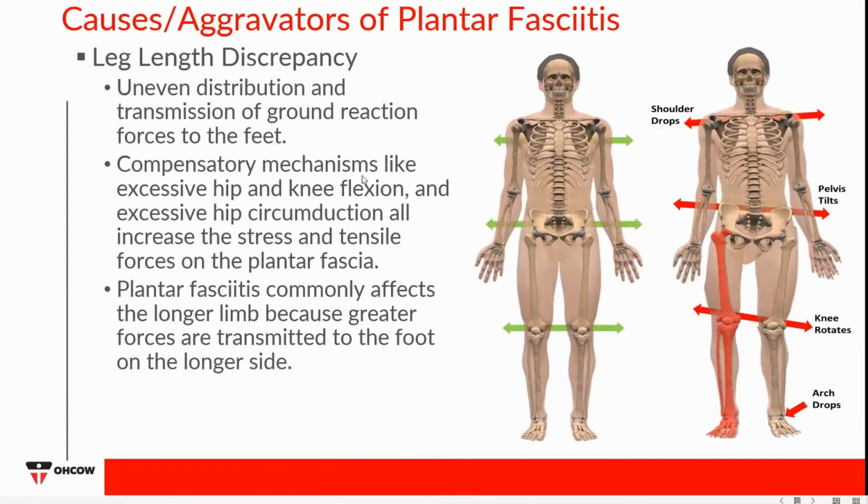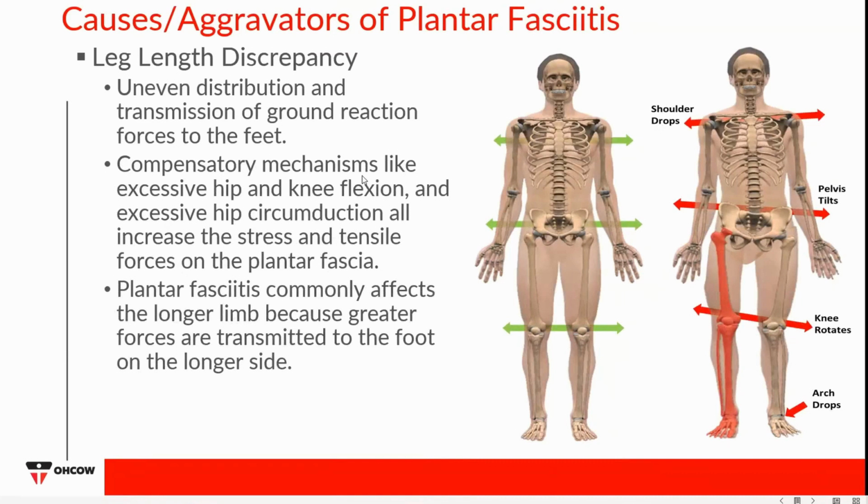Another one is leg length discrepancies. So we have one leg that's longer than the other. Surprisingly, most of us do have one leg that's slightly, like a couple of millimeters, longer. But for some people, they actually have a very pronounced difference in their leg lengths. This causes an uneven distribution and transmission of the ground reaction forces to the feet.